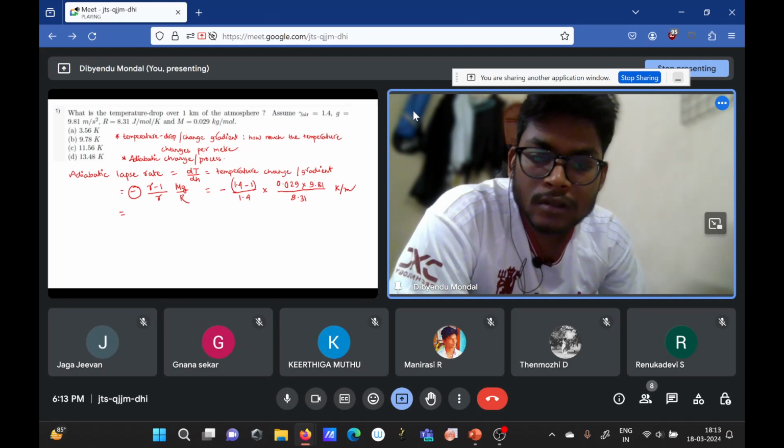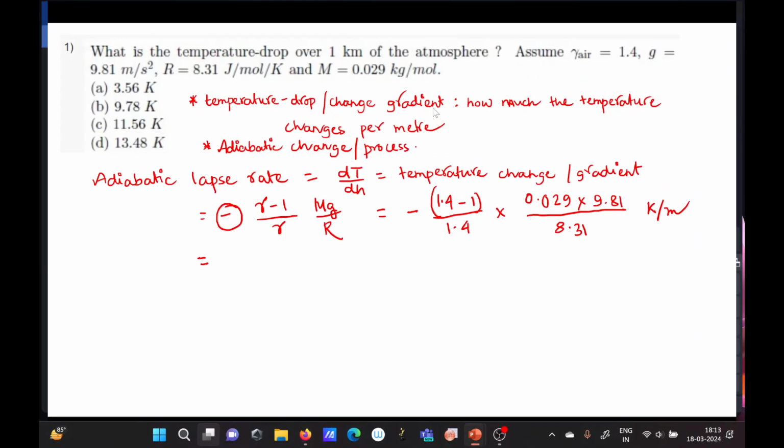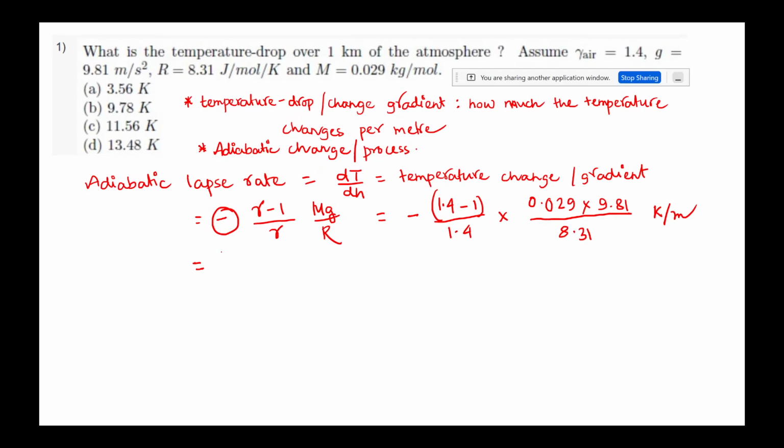Is this understood? If you don't do this, I will do it for you. So this is 9.78 times 10 to the power minus 3 Kelvin per meter. Now this is the temperature drop rate. One more point: the negative sign indicates the decrease.